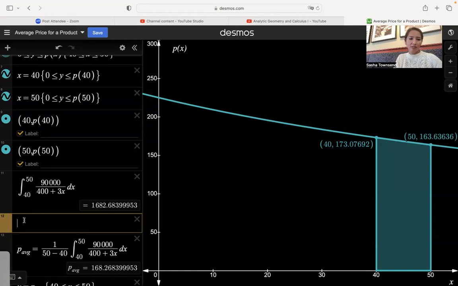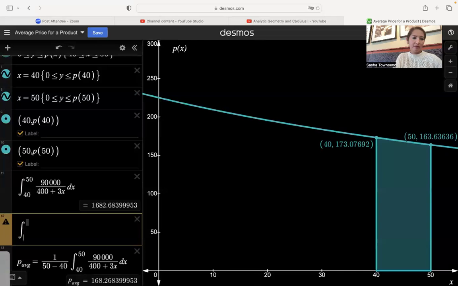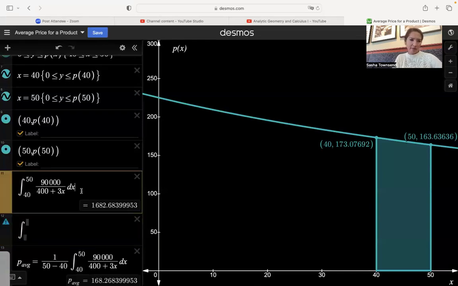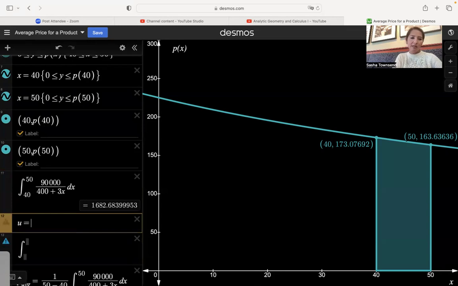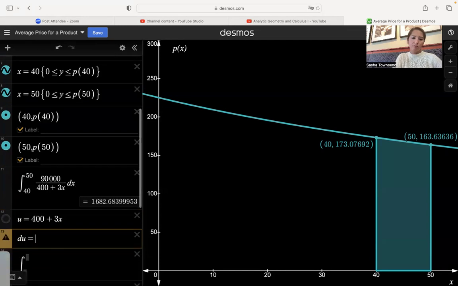So we did a u substitution. We said, let's write the integral in terms of u instead. We're going to evaluate this integral. Actually, let me write it down. We're going to let u equal that denominator, 400 plus 3x. Then du is 3 times dx. And then if we multiply both sides by 30,000, we get 30,000 du equals 90,000 dx.